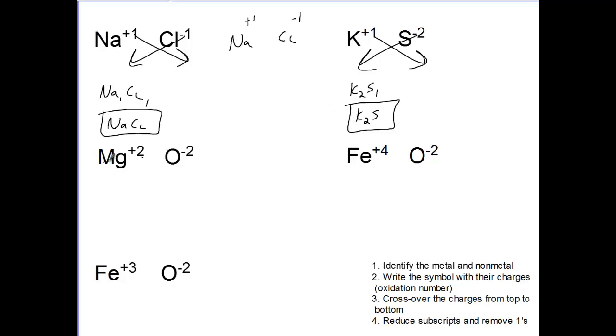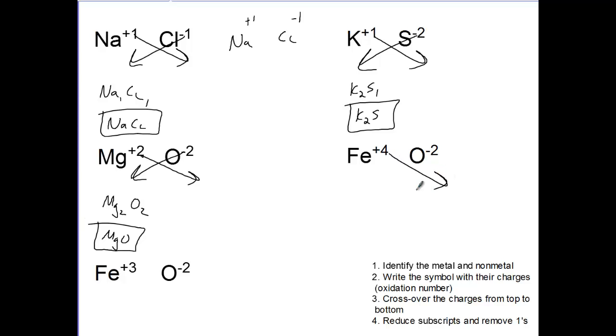Next one, metal and nonmetal. Magnesium's in group 2, so plus 2. Oxygen's in group 16, so it's a minus 2. So we're going to crisscross this over, and I'm going to get Mg2O2. And these 2s can be reduced down. I can divide them both by 2, so I'm going to get MgO.